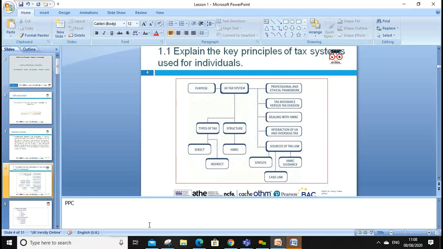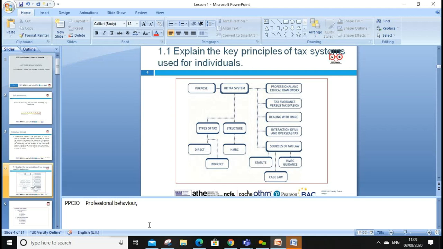Professional code of ethics and the framework. Always when we deal with tax, we need to be well aware of this. To remember it easily as an individual: PPCIO. The Popular People Always Chat in Office. Those are expert people, those are famous people. They carry on chatting in the office, or in offices.